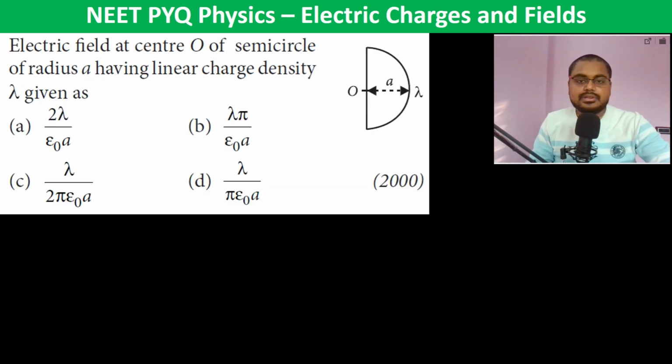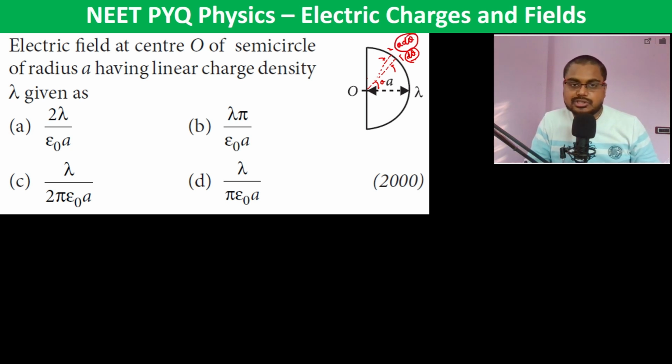Thank you. The electric field at center O of a semicircle of radius A having linear charge density lambda is given by. So at an angle theta, let us take d theta. So this is going to be a d theta, this is the arc length. Since linear charge density is lambda, the charge is going to be lambda into a d theta.